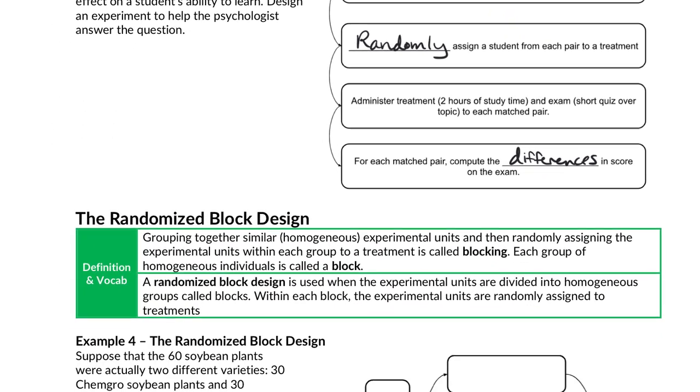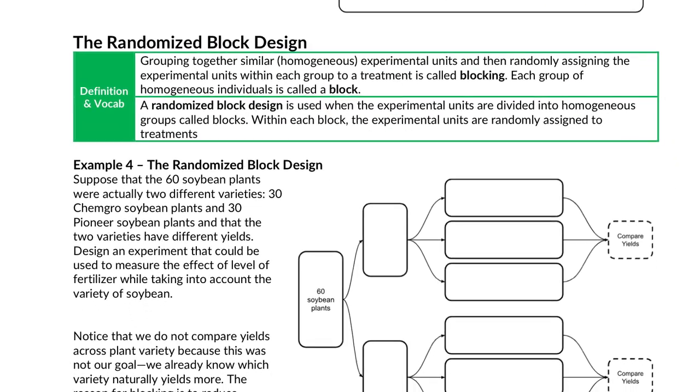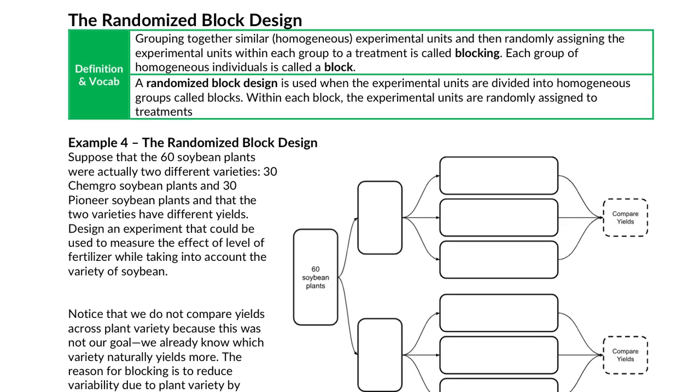The last design of a study that we're going to talk about today is a randomized block design. Randomized is going to feel a lot like the simple randomized design. This is a randomized block design. This occurs when we are grouping together similar or homogeneous experimental units and then randomly assigning the experimental units within each group to a treatment, called blocking. Each group of homogeneous individuals is called a block.